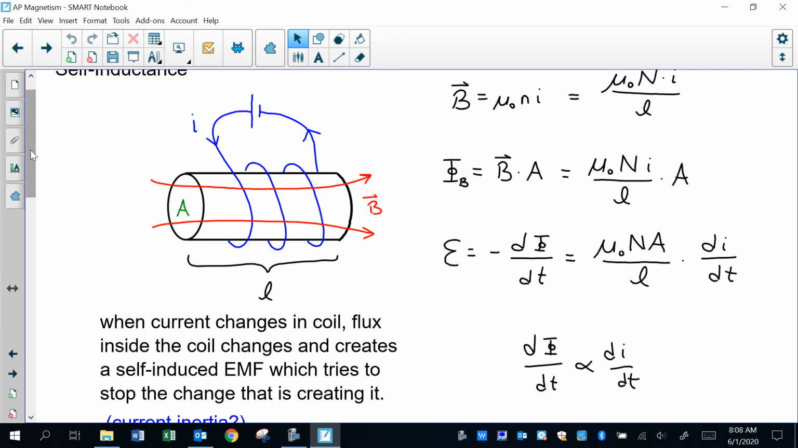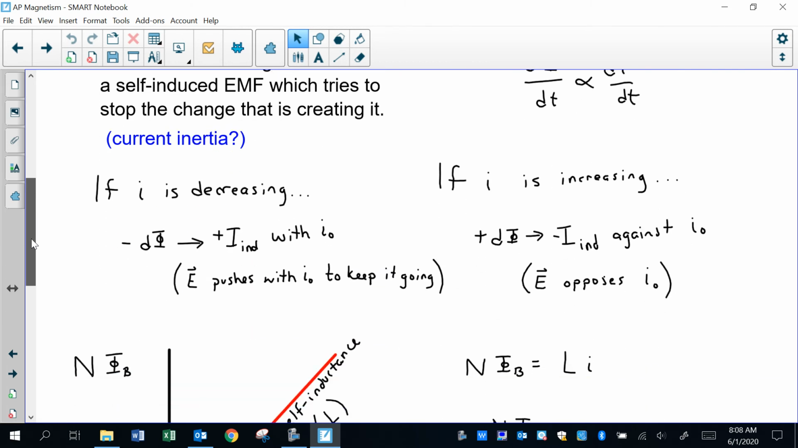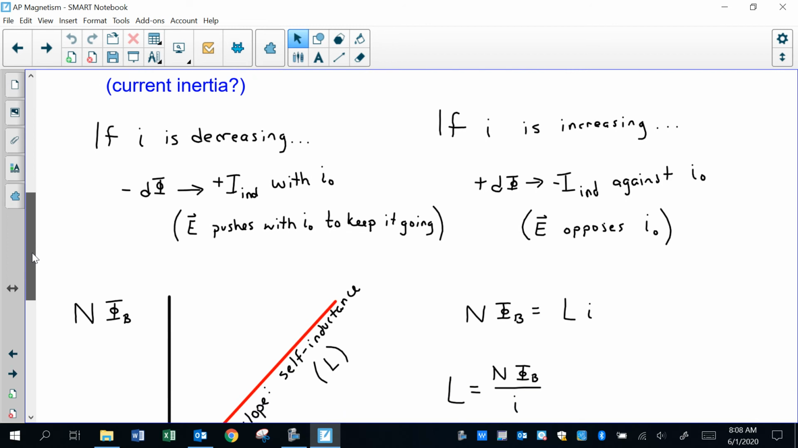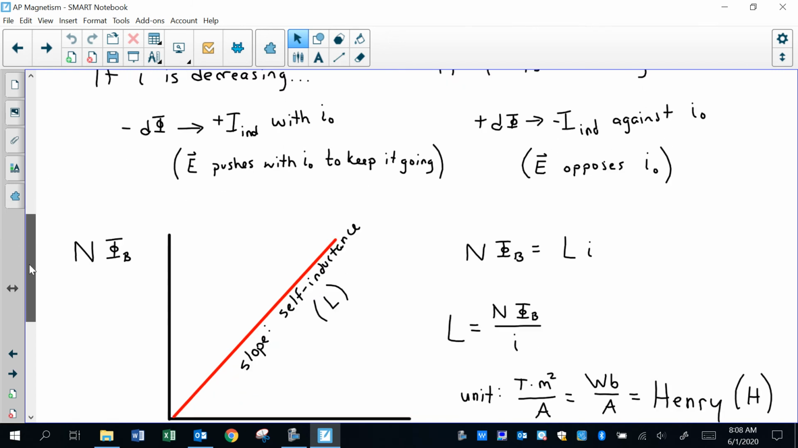If we scroll down, you can use your right-hand rule to prove these two statements, that if I is decreasing, we end up with a positive induced current that goes with the original direction of current. So again, this pushes with the current, trying to stop it from decreasing. And here we end up with a negative current, which is trying to stop the increase. It does not succeed, but it does manage to slow the process.